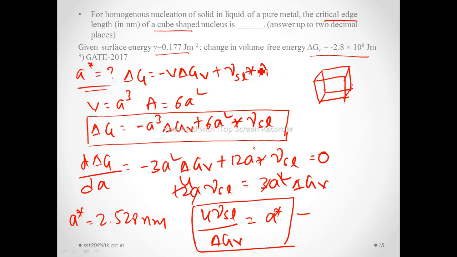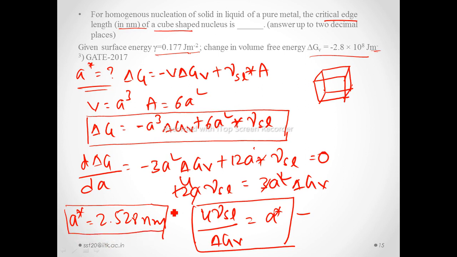See here, this is the very basic mistake they will make in the GATE exam. He has asked for the answer in nanometers, but he has given the data in meters. First do all the calculation in meters, and finally you will get 0.2528 into 10 to the power of minus 8 meter. Afterwards you need to convert it into nanometer, that is 2.528 nanometer.